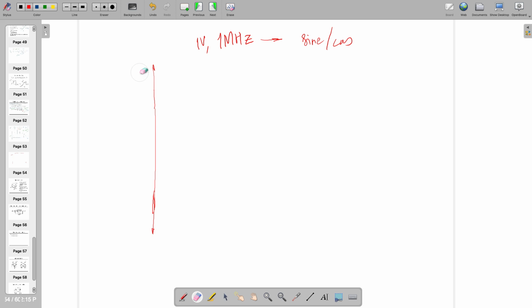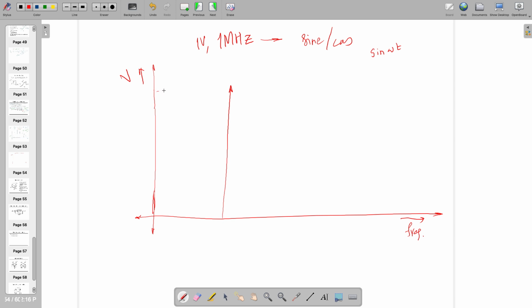Let's make this one linear, then we will transform it to dBV. Okay, now tell me, Siddhant, 1 volt, 1 megahertz. If there is a sine omega t where the frequency is 1 mega and the amplitude is 1 volt, what are you going to see? Impulse of 1 volt at 1 megahertz, right? This is what you are saying.